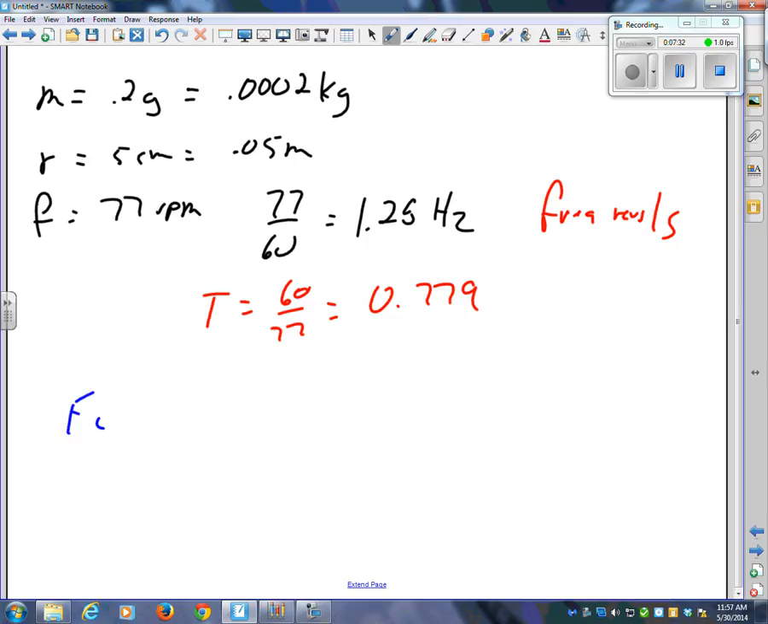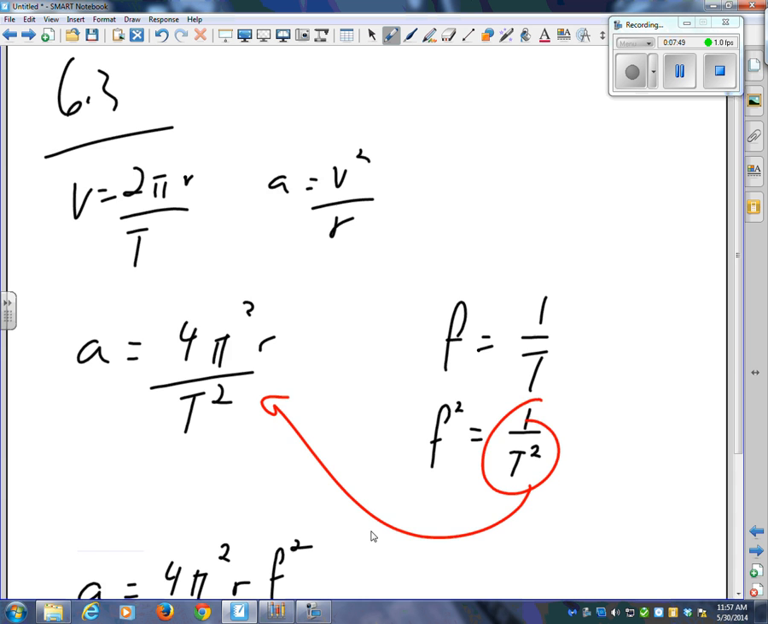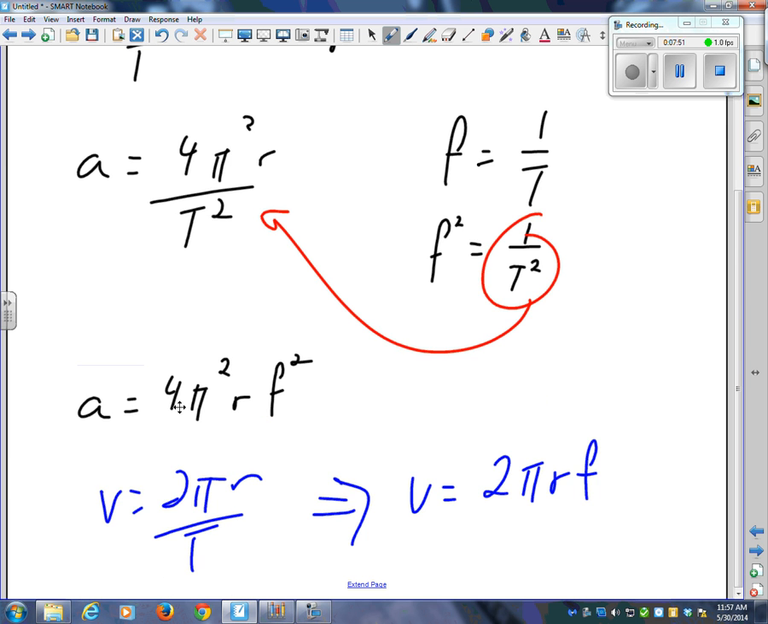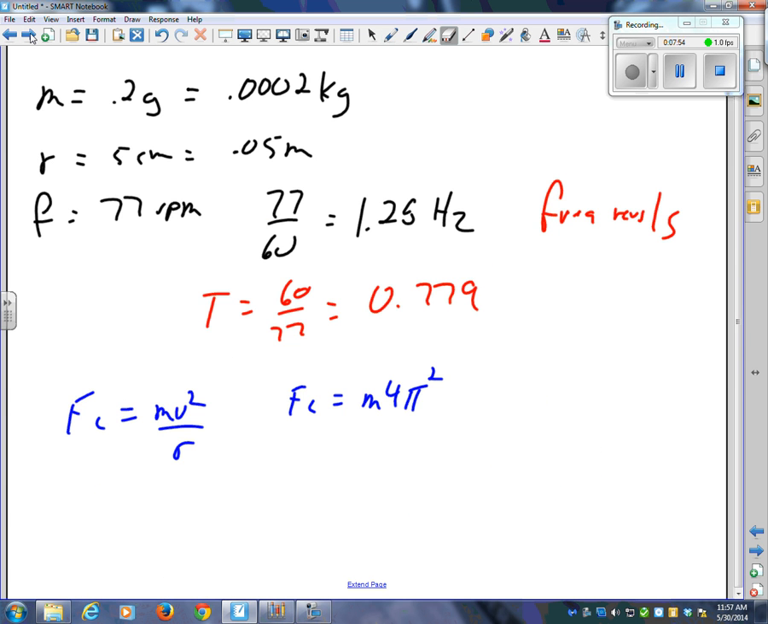Well, Fc is equal to mv squared over r. Do I have velocity? I do not. Fc is also equal to m 4 pi squared r f squared, but because it's force, I put an m in front. Do I have all those things? Yeah, I think I do.